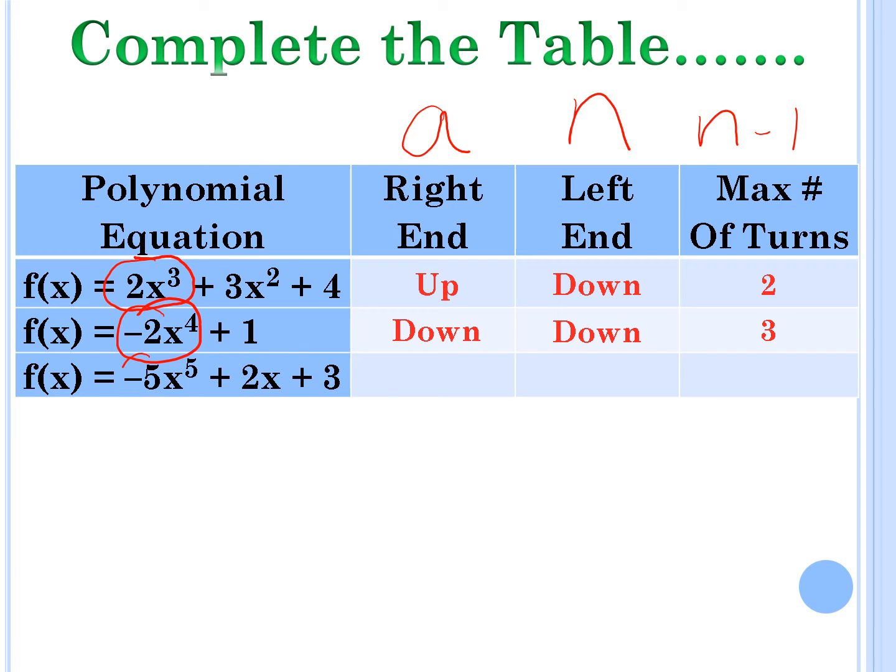Last example. My leading term is negative 5x to the 5th. So a is negative, so that means my right end is going down. And my left end is based on the exponent. The exponent is odd, so it's opposite the right end. Opposite of down is up. And then the max number of turns is n minus 1, so that would be 4.